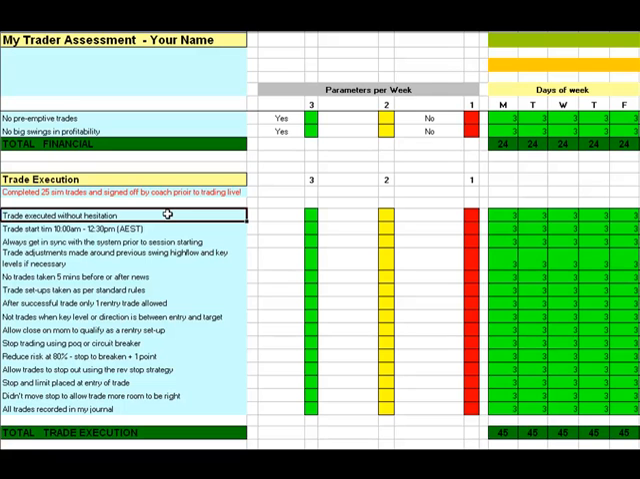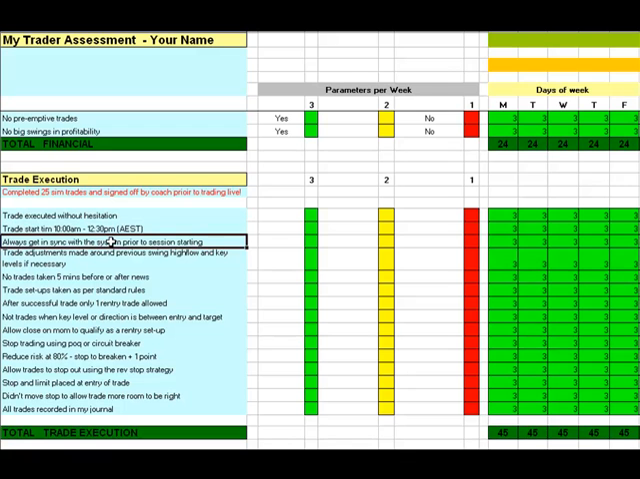Now, okay, first thing under the trade execution, trade executed without hesitation. Again, making sure that we place our trades. Now, this is our start time for this market, so starting at 10:30, finishing at 12:30 Australian Eastern. You can modify that to your specific trade plan. That's the time we have there, and that was correct. We always get in sync with the system prior to the session starting, so we gave ourselves a 3 there because we went through that process.